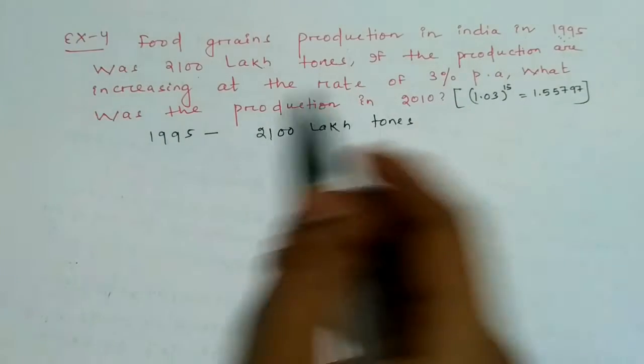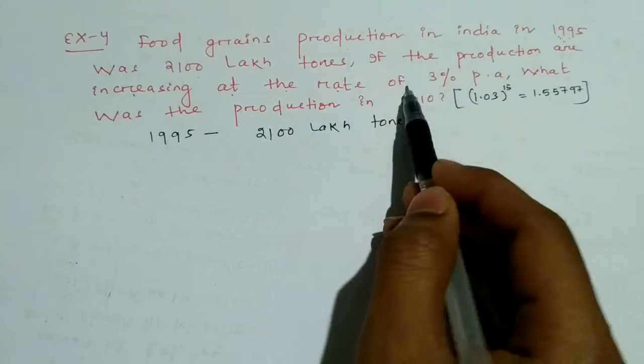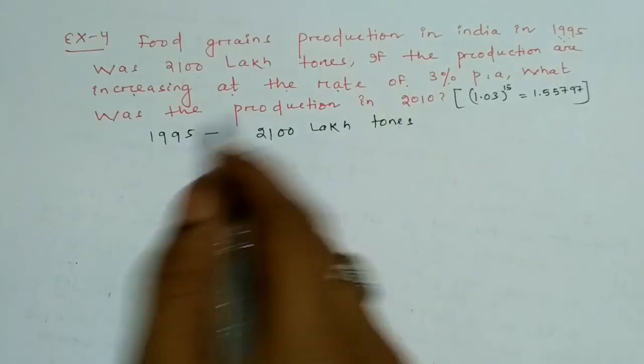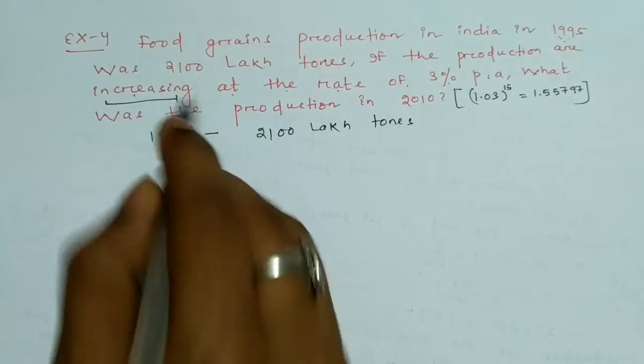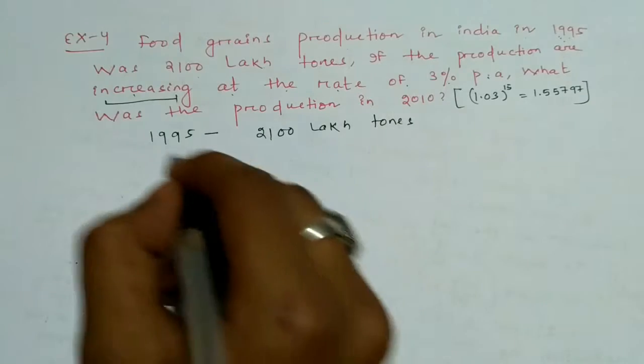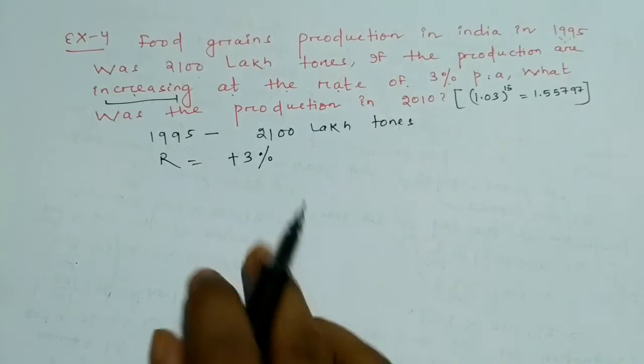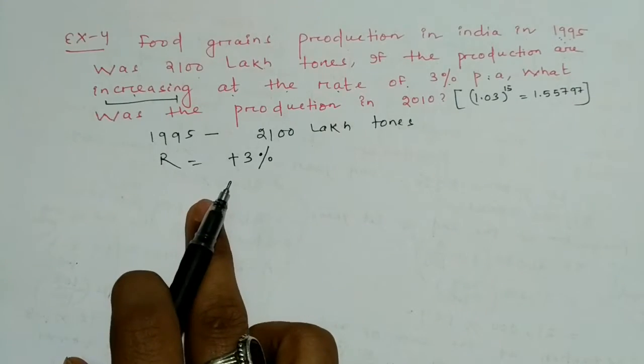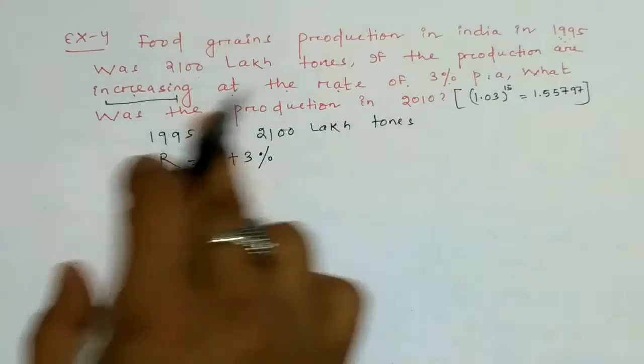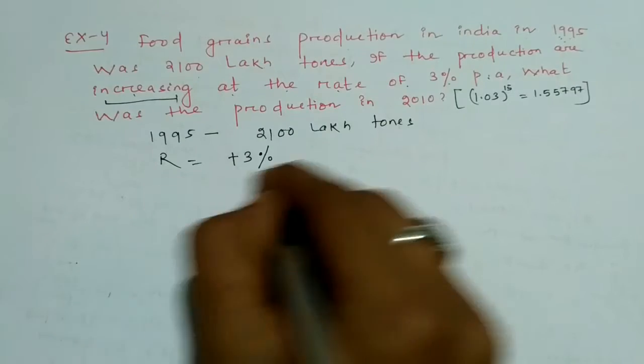If the production is increasing at the rate of 3% per annum, carefully read that. Increasing means R will be plus 3%. Why plus 3 and not minus 3? I already said that. What was the production in 2010?